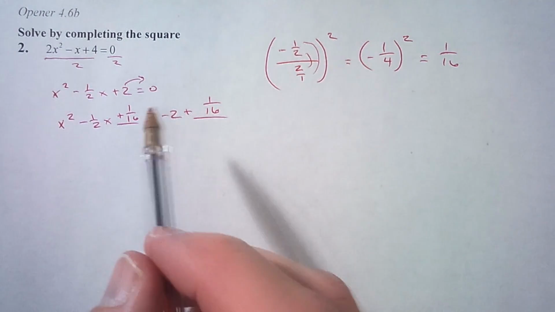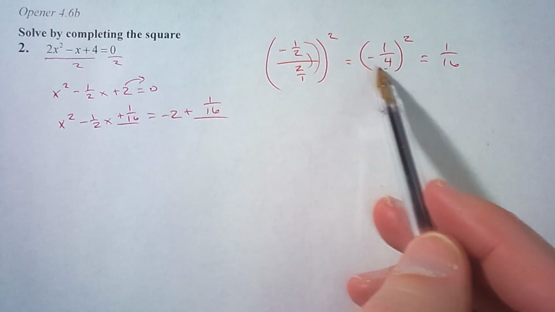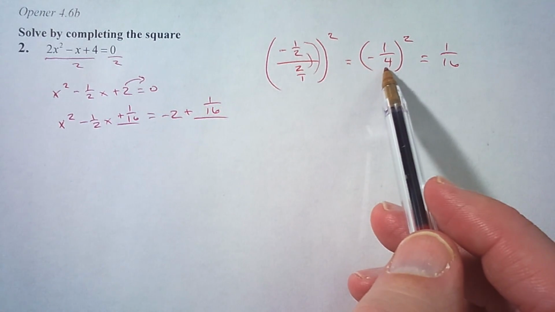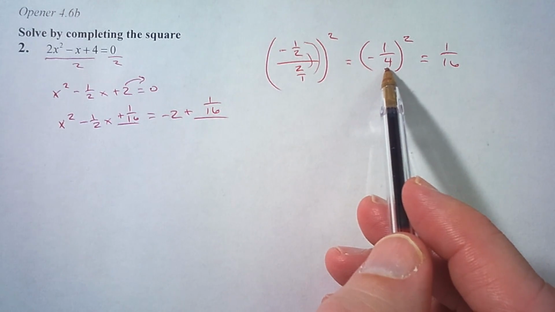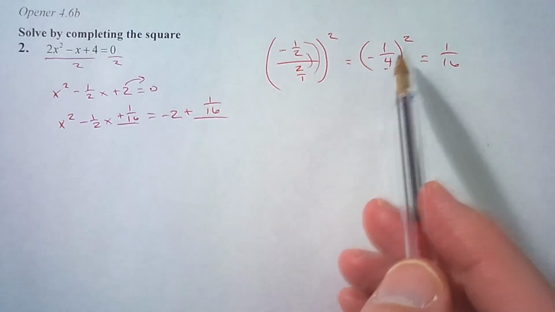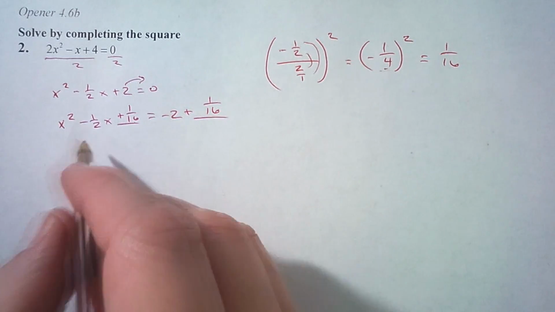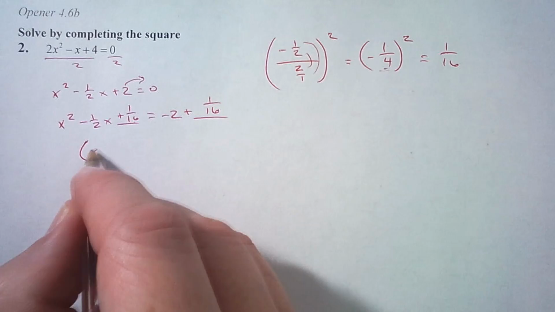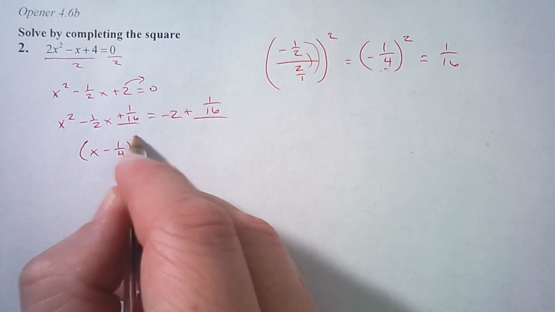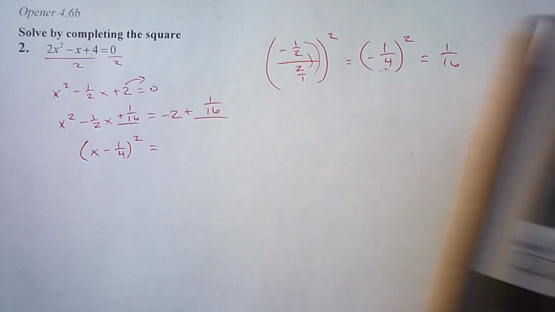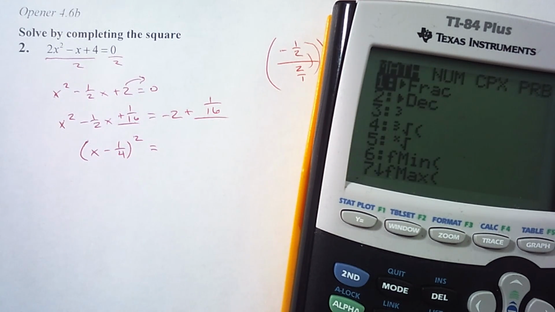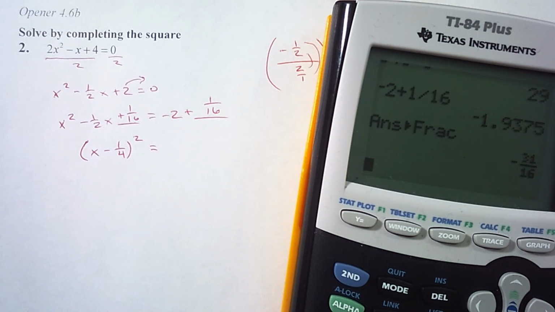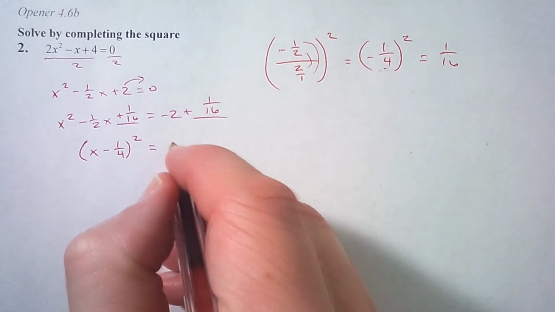Okay, now to factor this, I'll just go right here to half of b. It's negative 1/4, which tells me negative 1/4 times negative 1/4 is 1/16. And negative 1/4 plus negative 1/4 is negative 1/2. Okay, so I can just simply go right here to half of b and get my factored form. X minus 1/4 squared equals negative 2 plus 1/16. Math, enter, enter, and we get negative 31 over 16.